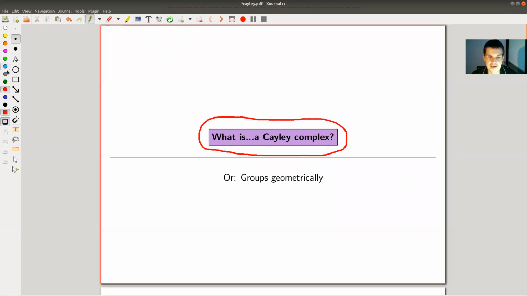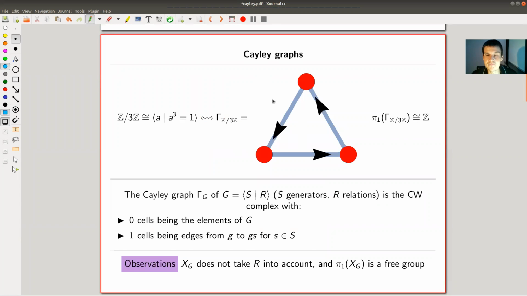Or in other words, I would like to realize groups geometrically using the structures we have already seen: cell complexes, and fundamental groups, coverings, and such things. So the starting point are Cayley graphs. Cayley graphs are graphs, and they are very easy to define. So you pick your favorite group, and you choose a set of generators for your group.